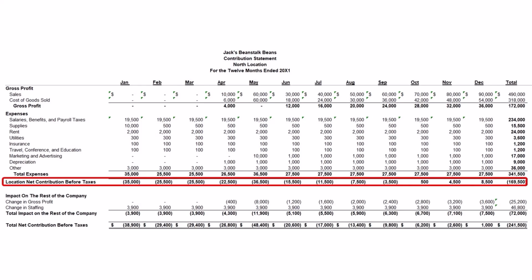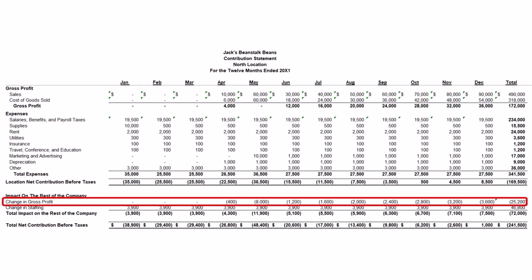I've said a few times that I prefer to model the location's amounts as if I'm building a budget for that location. I then model the other financial impacts on the company below that. Jack's simple contribution statement has two examples of this, both of which were discussed in earlier worksheets.